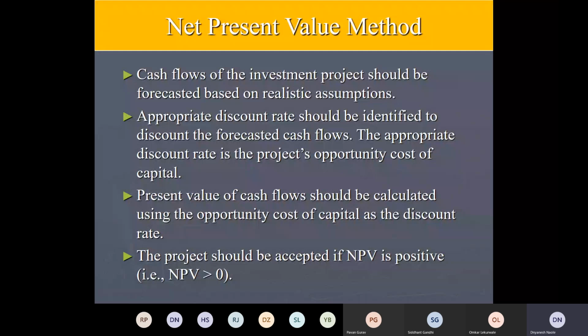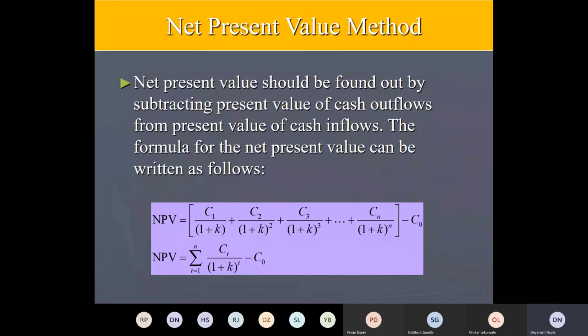Okay, so this is a formula. Net present value should be found out by subtracting the present value of the cash outflows from the present value of the cash inflows. Present value of the cash outflow is obviously going to be the current year investment which we are doing. Like in previous examples, 4,000 rupees was the initial investment, so that becomes the present value of the cash outflows. And all the future years' inflows are going to be converted into present values and added. And the difference will be found out.